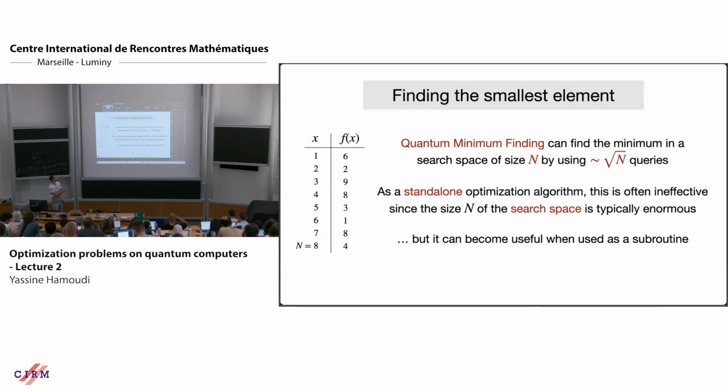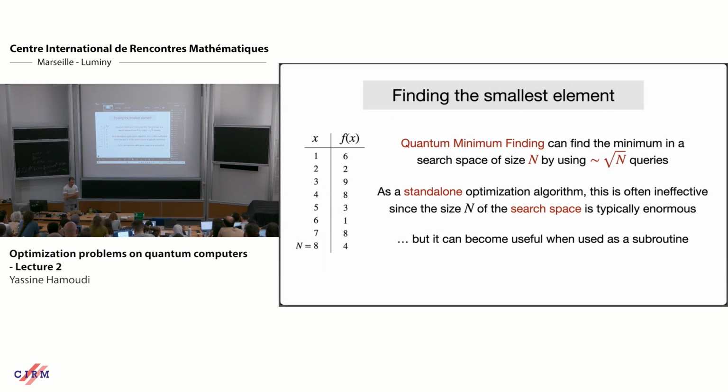Okay, so far so good. We know how to find the minimum by doing root n queries when the input has n possible values. Now, as you may expect, this is not really a good optimization algorithm in general. As a standalone optimization algorithm, if you want to find the minimum just by applying this algorithm, it's not going to be very efficient. Because typically the size n of the search space is gigantic, so root n queries is already too much. So is it useful at the end?